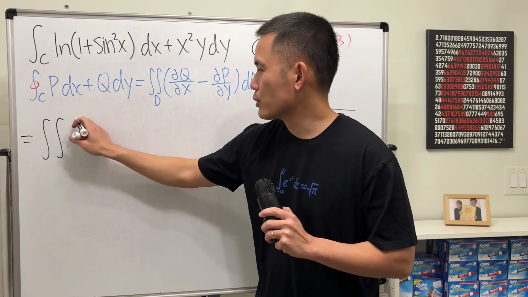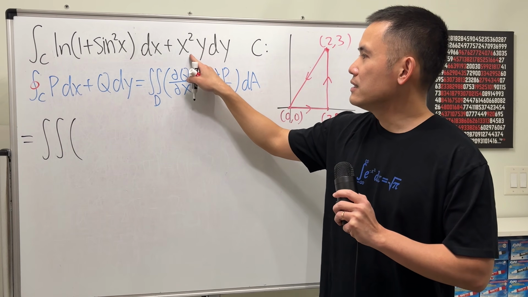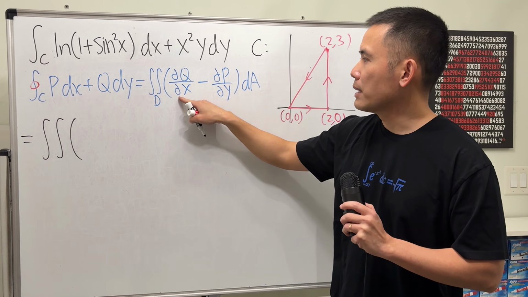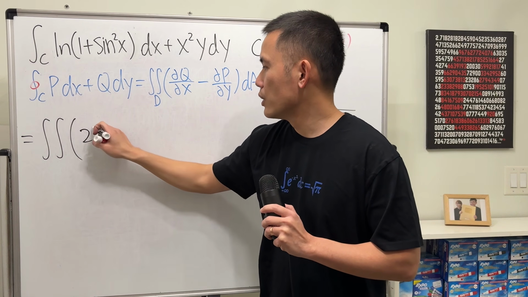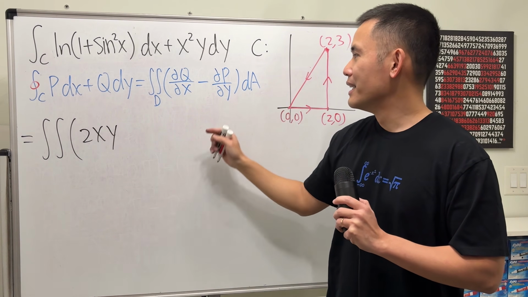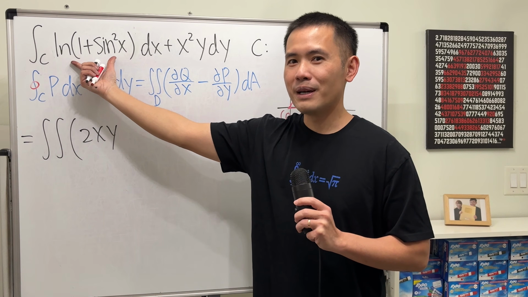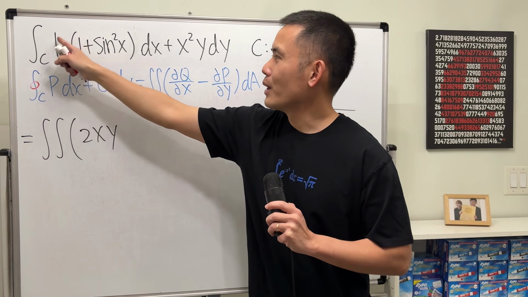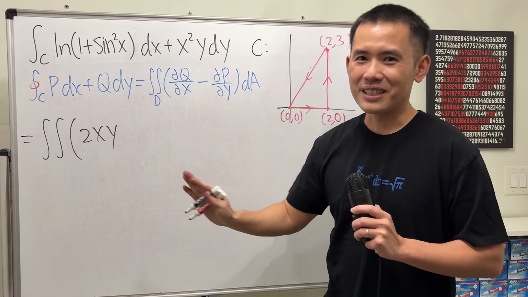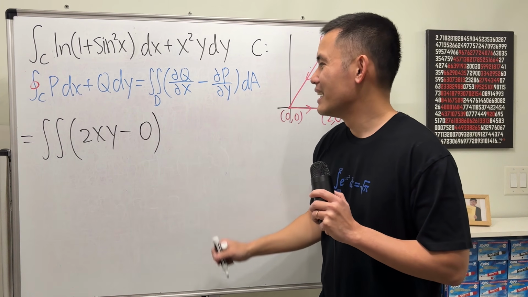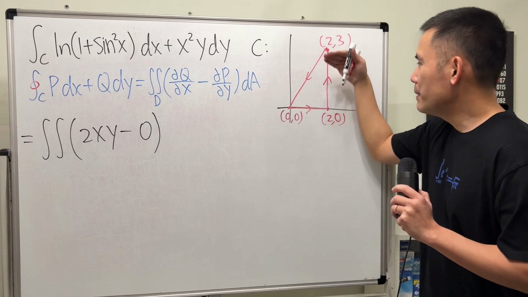Let's figure out the partial derivative first. This is my q. I will have to take the derivative of this with respect to x, which will just get 2xy. Now, if we look at the p function, take the partial with respect to y. All this is in terms of x. It's just a constant, so it's -0. So nice.